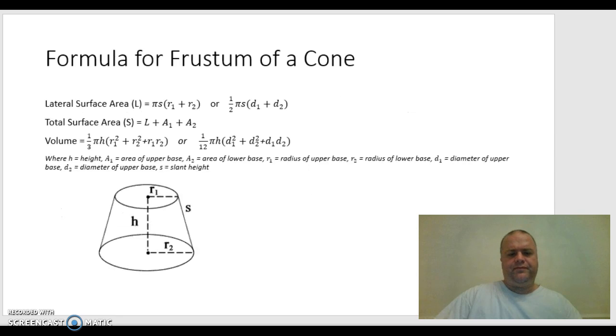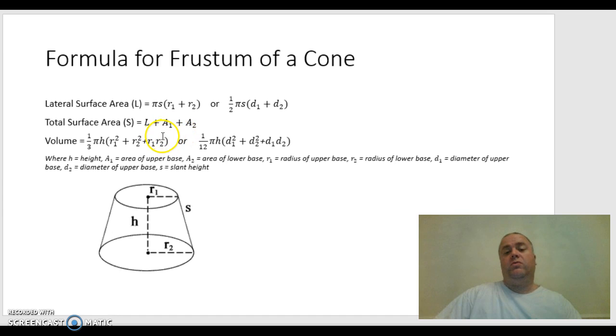Alright, so let's go over the formulas. So the lateral surface area is pi times the slant height times the sum of the two radiuses, or radii. This would be the base 1 and the base 2 radius. And then you can also convert that into a diameter formula as well. The total surface area, we're just going to take that lateral surface area, which is the area around the side of this frustum, and add the area of the two bases.